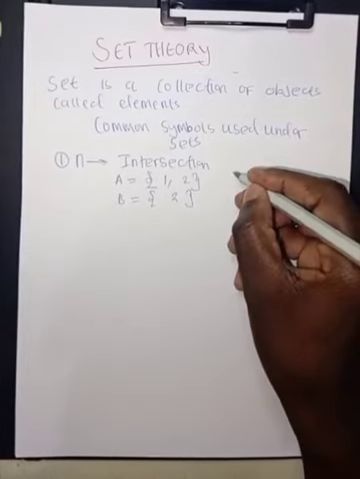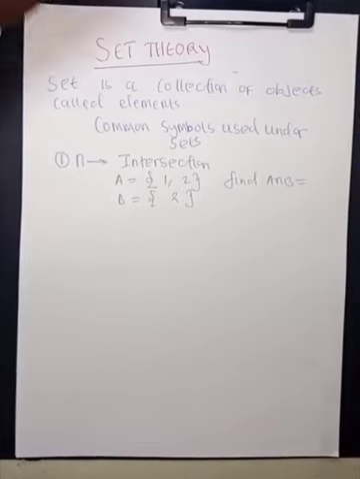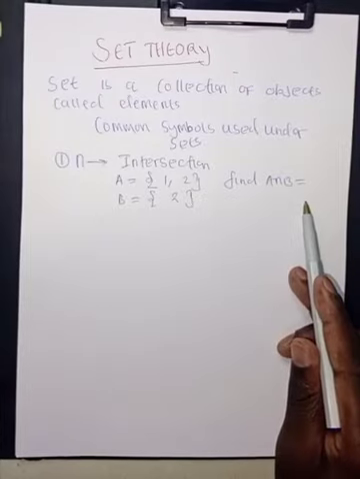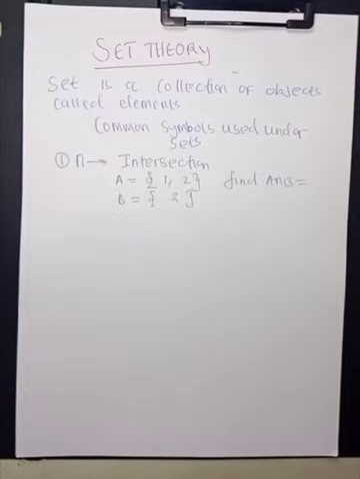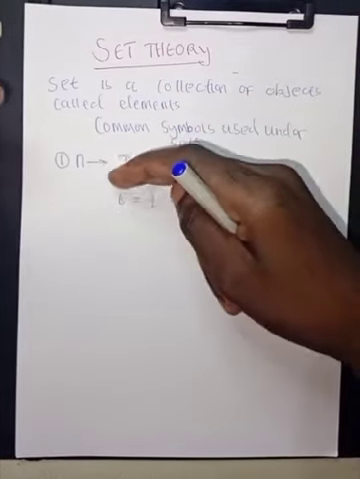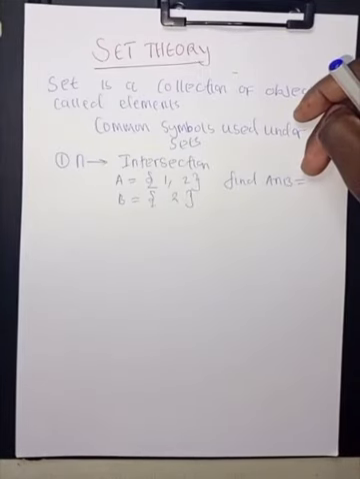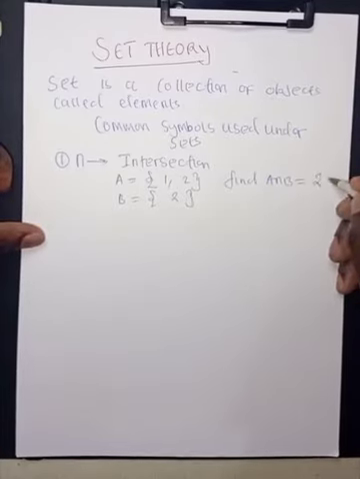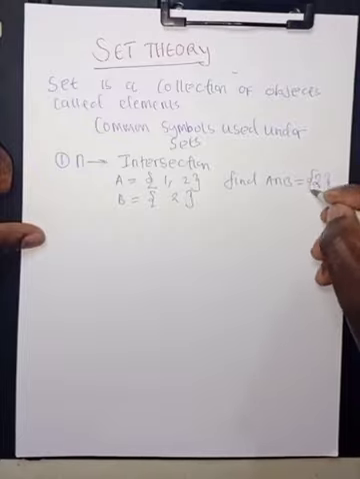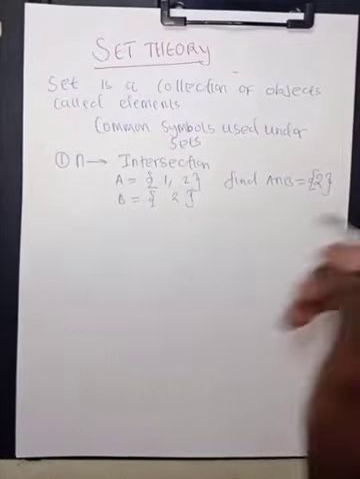So the question might come, find A intersection B. What we mean here is that we have to list the elements that are found in both set A and set B. Intersection means elements that are in both sets. Our answer here is going to be 2, because 2 is in both set A and set B. So that's our first symbol.